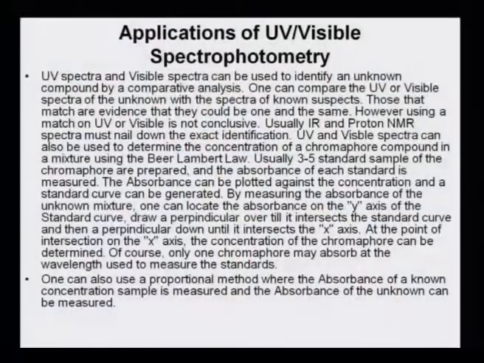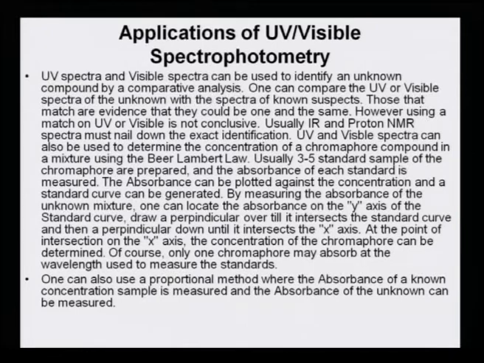Application of UV visible spectrometry. It has a huge application. UV spectra and visible spectra can be used to identify an unknown compound by a comparative analysis. One can compare the UV or visible spectra of the unknown with the spectra of known suspects. Those that match are evidence that they could be one and the same.